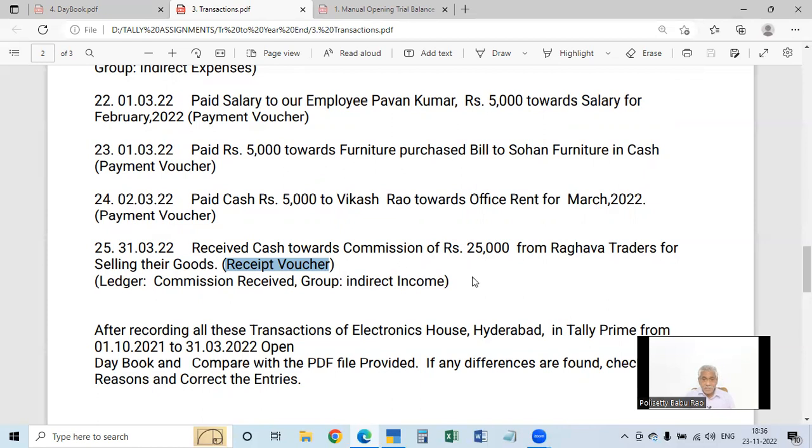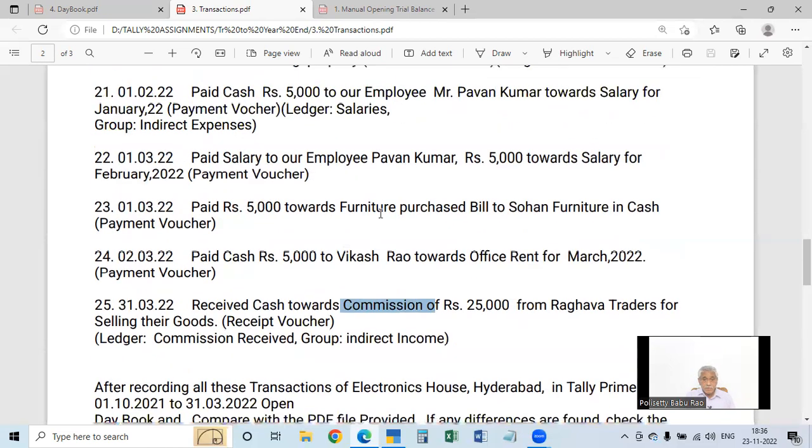So we enter this in the receipt voucher, and the ledger accounts are cash, which is already there, and commission received. We have to create the commission received credit account with Alt C, under the appropriate group. The same applies to salaries, and also rent.